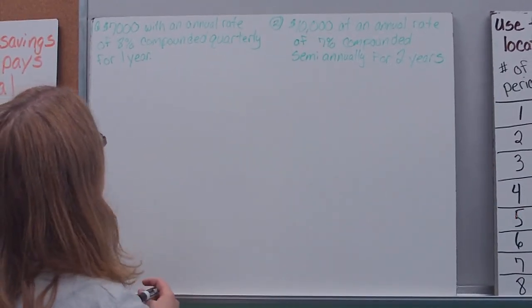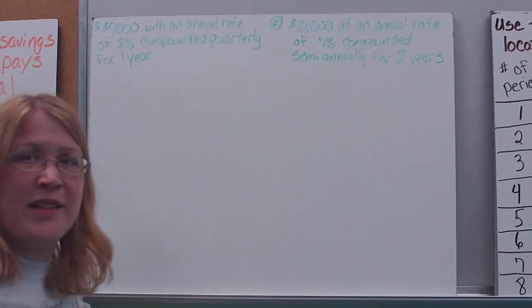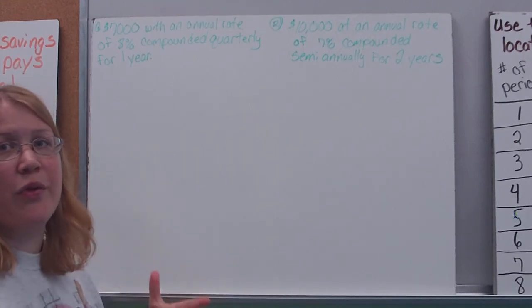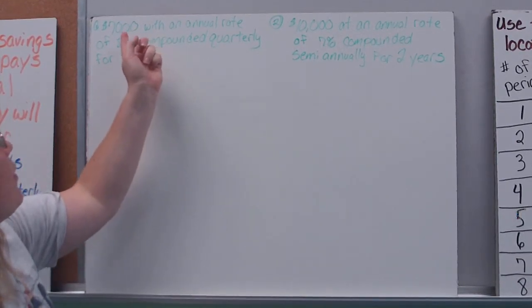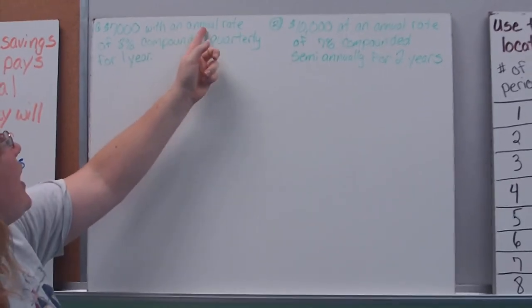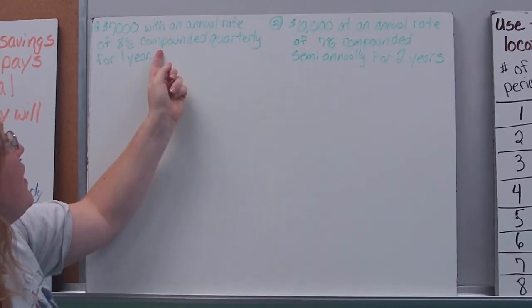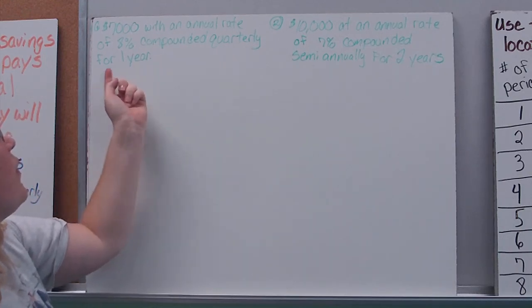All right. I gave myself a lot of space here because there's multiple steps that we're going to go through. So just follow along here. All right. So here we're depositing $7,000 with an annual rate of 8%. It's compounded quarterly for 1 year.